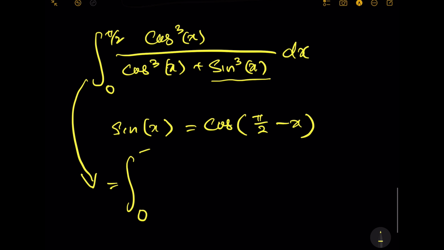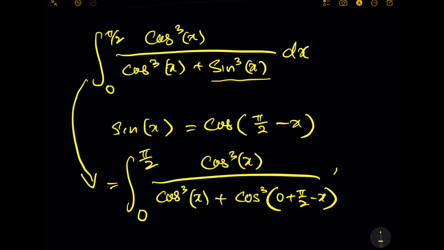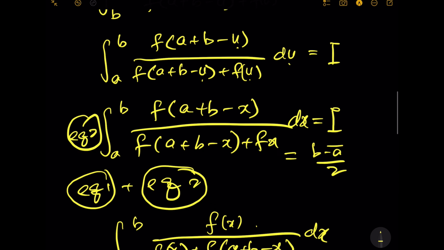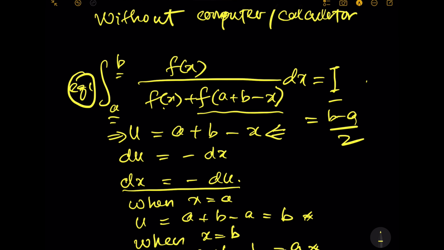So here it becomes the integral from 0 to pi over 2. The top is still the same, cos power 3 x. The bottom, the first term is still the same, cos power 3 x, plus the second term becomes cos power 3 of pi over 2 minus x, dx. So this format is identical to our eq1 here. So the answer is b minus a over 2.